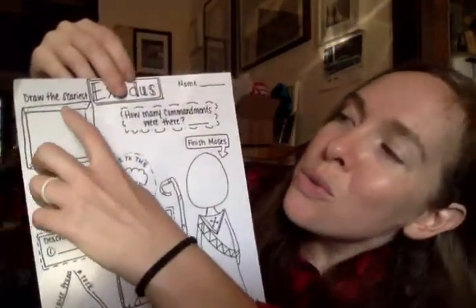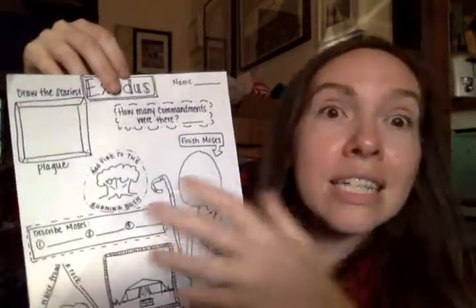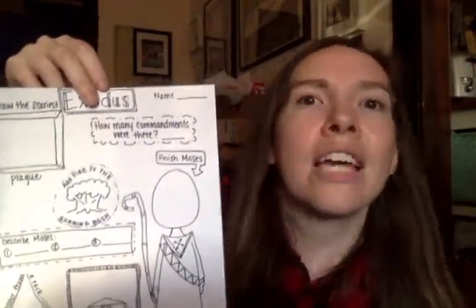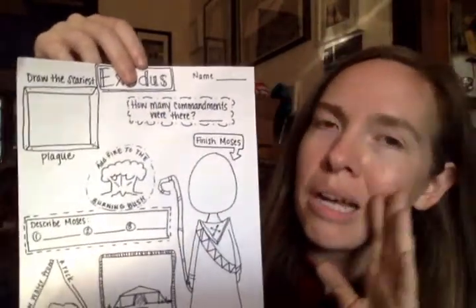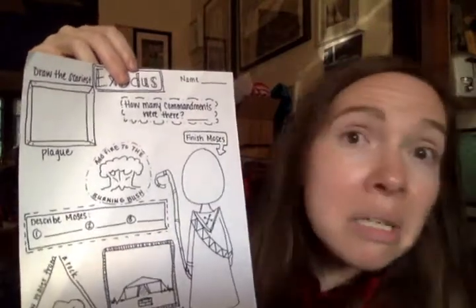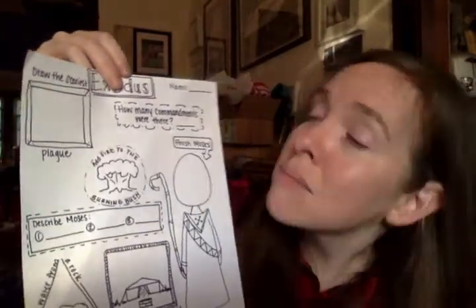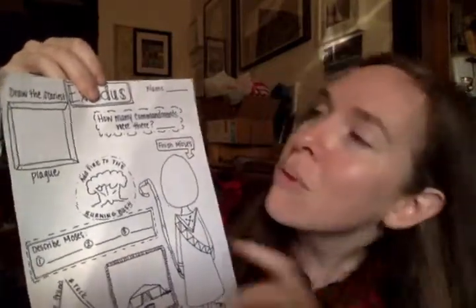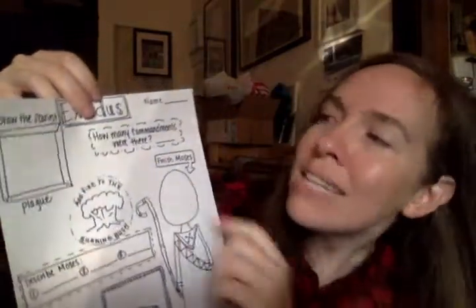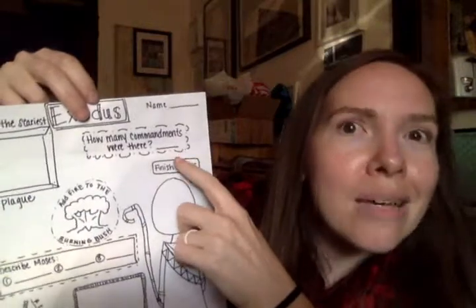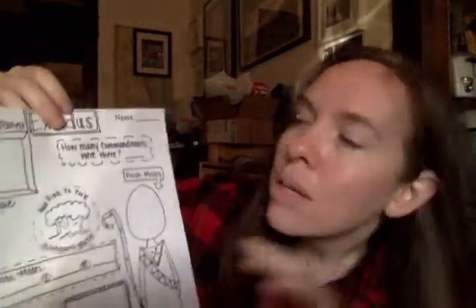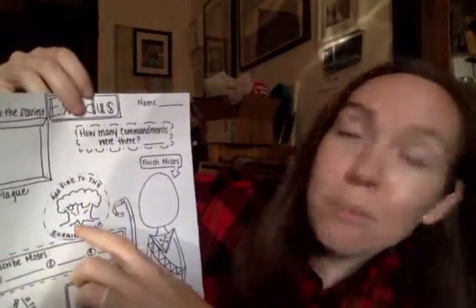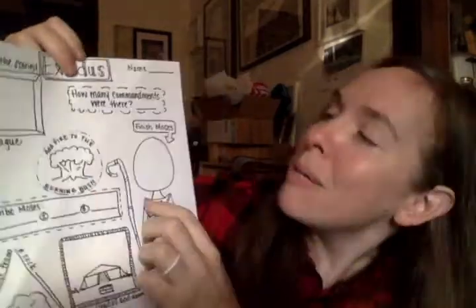And so I want you to draw the scariest plague, whichever one you think is the scariest. Maybe it's the one with water turning to blood. Maybe it's flies, locusts, frogs. Could have been frogs. They're cute, but you don't want them everywhere. So draw the scariest plague. Write the number of how many commandments there were. That's an easy one.